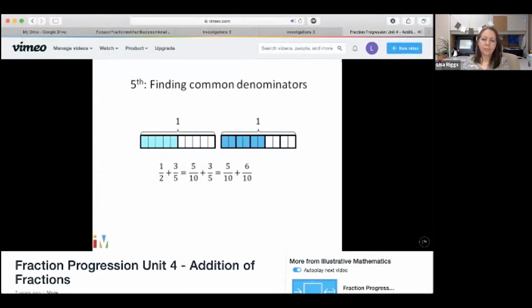And see that 3/5 is the same as 6/10. If we put all the tenths together, we see that we have 11/10. To add fractions with unlike denominators, we rewrite them as equivalent fractions with the same denominator so that the unit fractions are the same size.